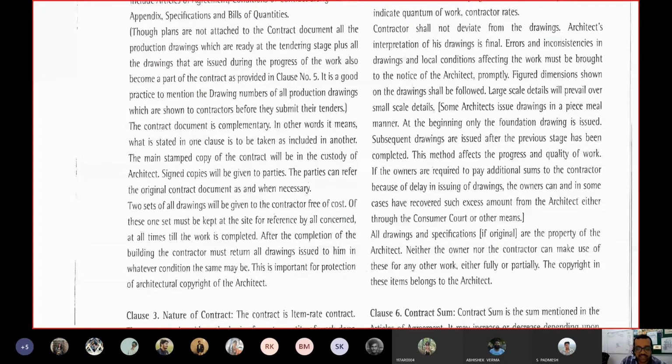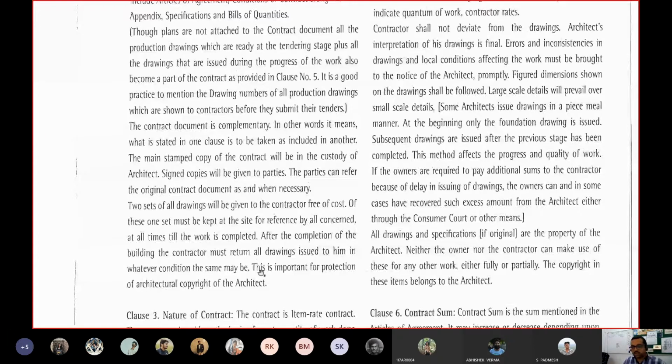Okay. This is written in the last line of this particular paragraph. This is important for protection of architectural copyright of the architect. Okay. You might read this in your professional practice in your 9th semester, but it's a situation where I just mention the term, the architectural copyright.